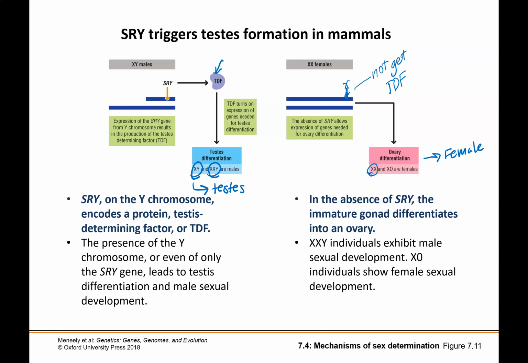So you can see here we have an absence of that Y chromosome. We're going to talk about these individuals, these XXY and XO individuals, in just a minute. The important thing now, though, is to just remember that the presence of the Y chromosome is going to induce male sexual development, and the lack of the Y chromosome is going to induce female development.